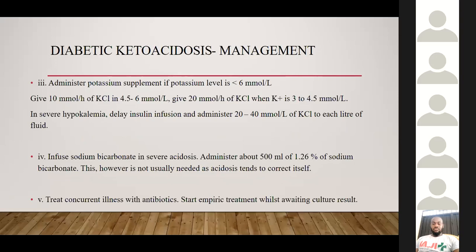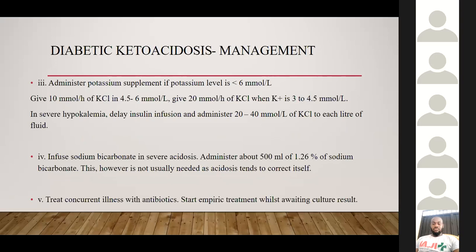I think I'll take 2 questions, then we'll quickly go through the other aspects of hyperglycemia because time is fast spent. So any questions, please, on DKA management?